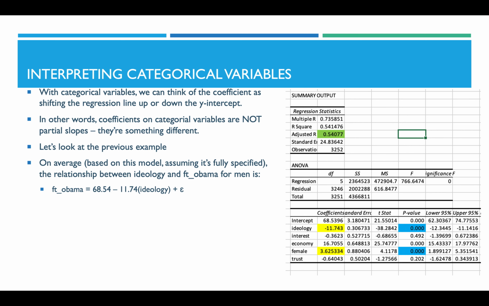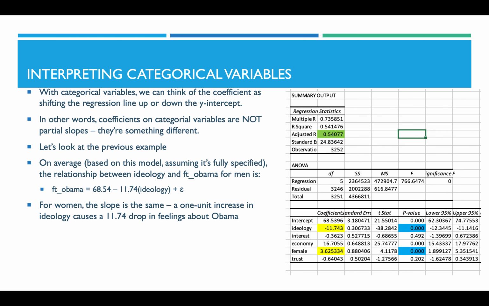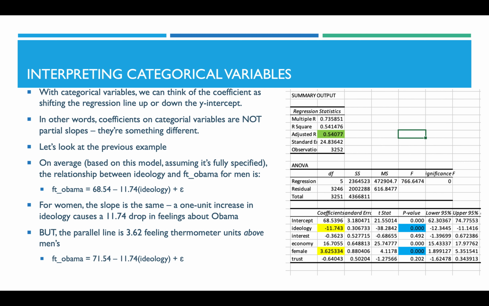68.54, which is our intercept, minus 11.74 times the ideology measure, plus that unexplained error. For women, though, we can think of the slope of this line, that is to say the magnitude of the relationship, as being exactly the same for men and women. That is to say, for women, a 1-unit increase in ideology also causes an 11.74 drop in feelings about Obama.